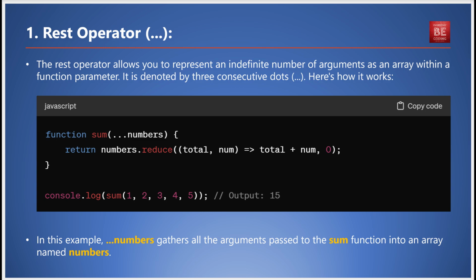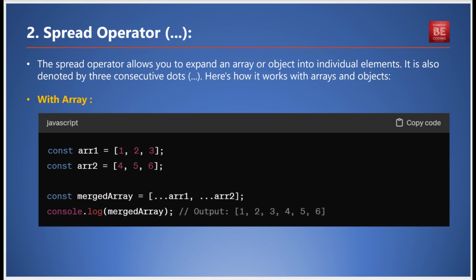Picture this scenario. You have a function that sums up numbers. Instead of specifying each number individually, you can use the rest operator to gather all arguments into one array. So a function like this, function sum(...numbers), and then console.log(sum(1, 2, 3, 4, 5)), will give you an output of 15. It's that simple. The rest operator gathers all the arguments passed to the sum function into an array named numbers.